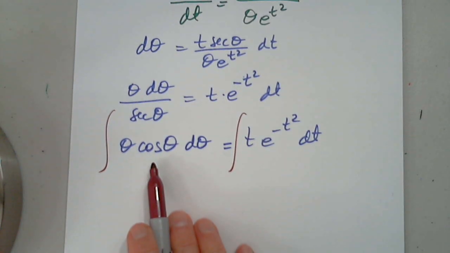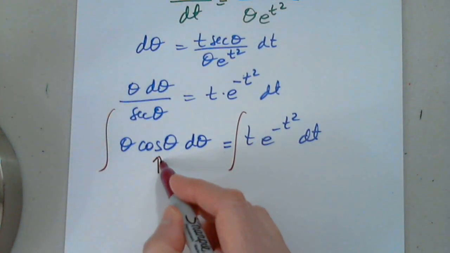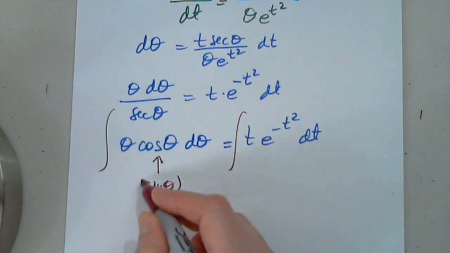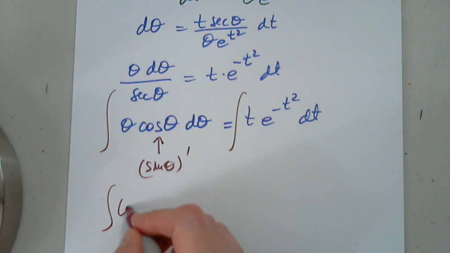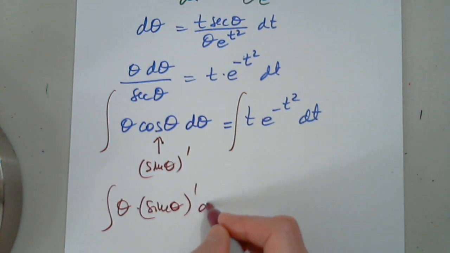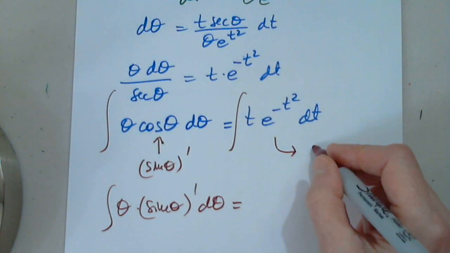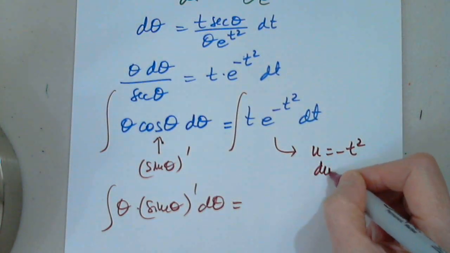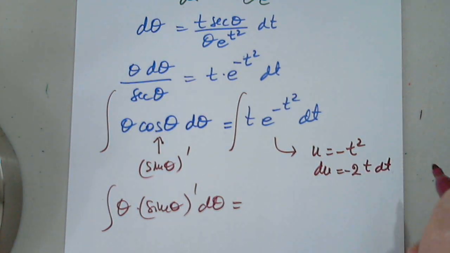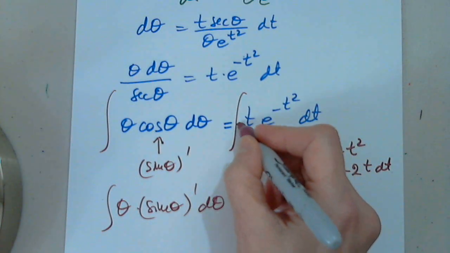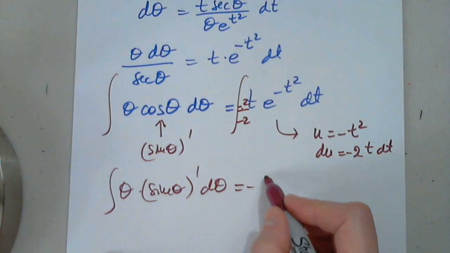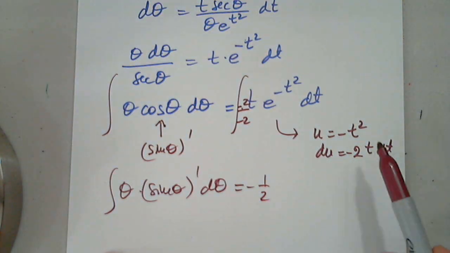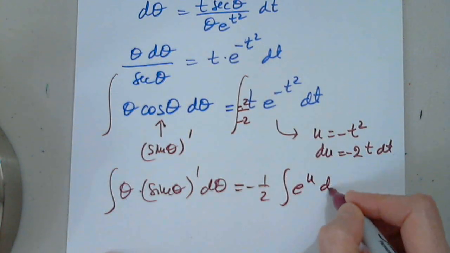This is a typical situation for integration by parts. I will change this into sine theta prime as we did in integration by parts. So this is going to be the integral from theta, sine theta prime d theta. Here I will replace u by negative t squared. Du equals negative 2t dt. I have the t, I have the dt, I don't have the negative 2. Very easy. Negative 2 over negative 2. Okay, so negative 1/2 in front, negative 2 with t and dt, so this is e to u du.